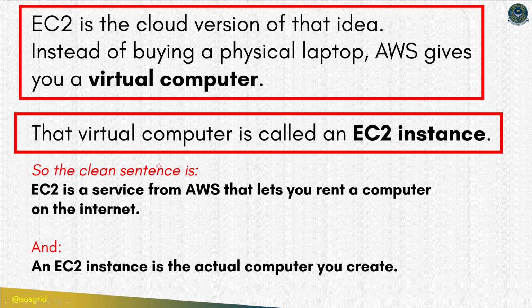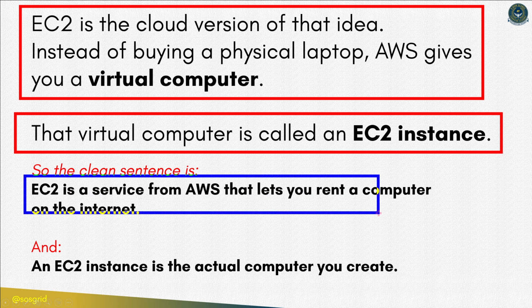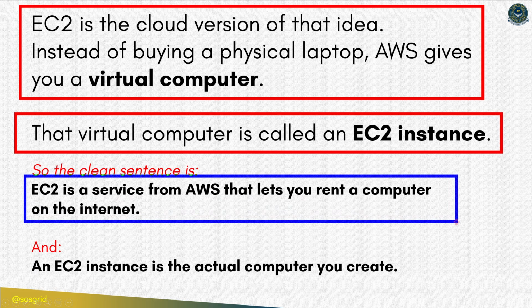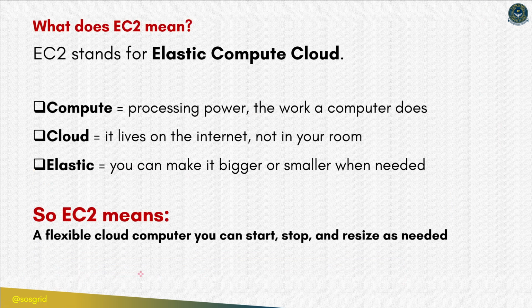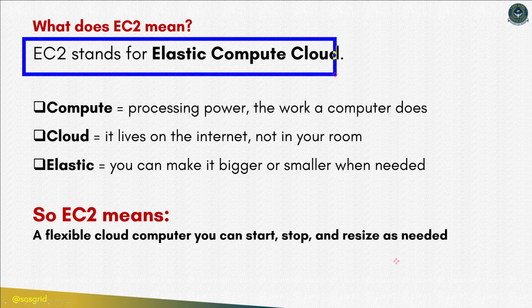So in a cleaner sentence, EC2 is a service from AWS that lets you rent a computer on the internet. Okay, and then an EC2 instance is the actual computer you create. Okay, so if you created a computer, a virtual computer, it's exactly called an EC2 instance. Now, what does EC2 stand for in AWS? Now, EC2 stands for Elastic Cloud Compute.